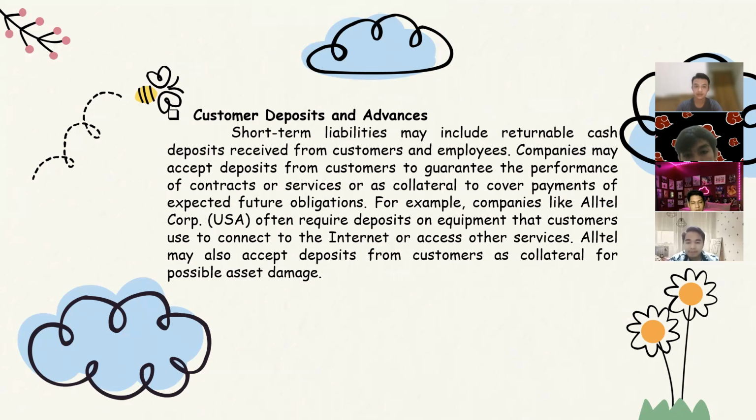Okay, thank you, Jerry. I will continue. The next type of current liabilities is customer deposits and advances. Short-term liabilities may include returnable cash deposits received from customers and employees.